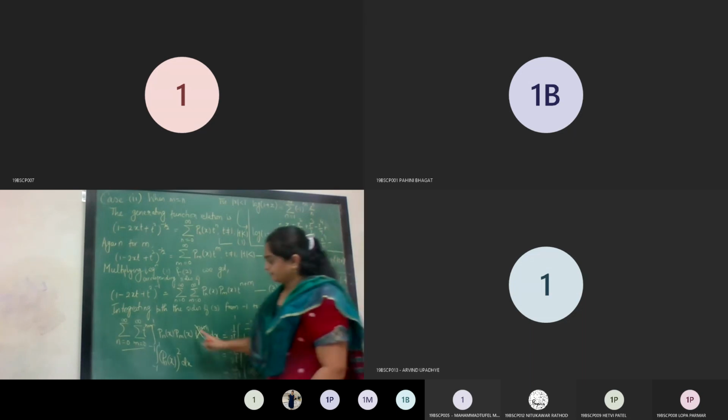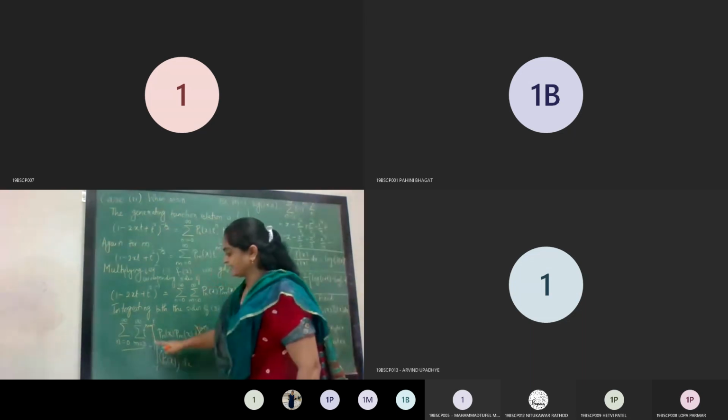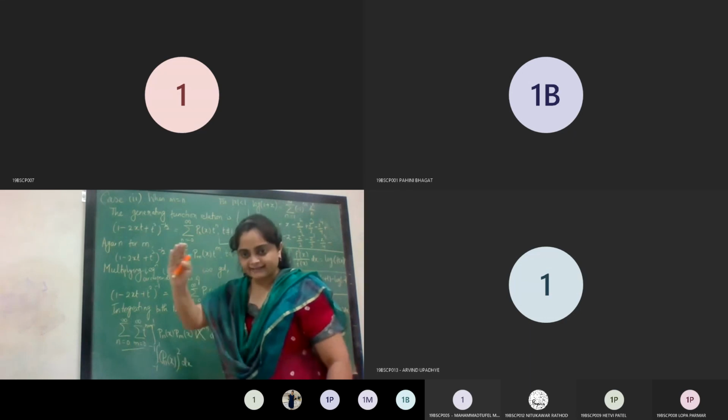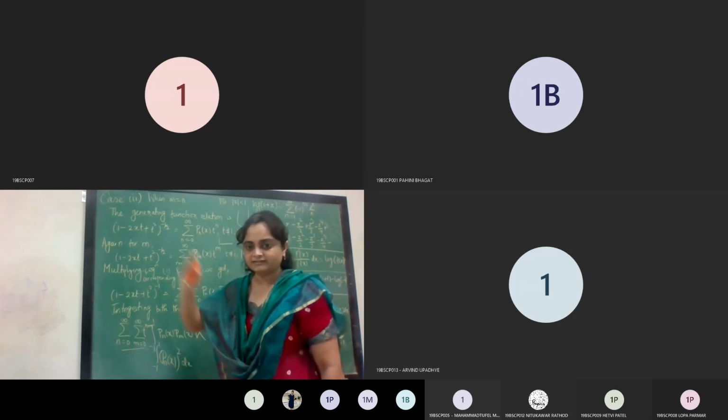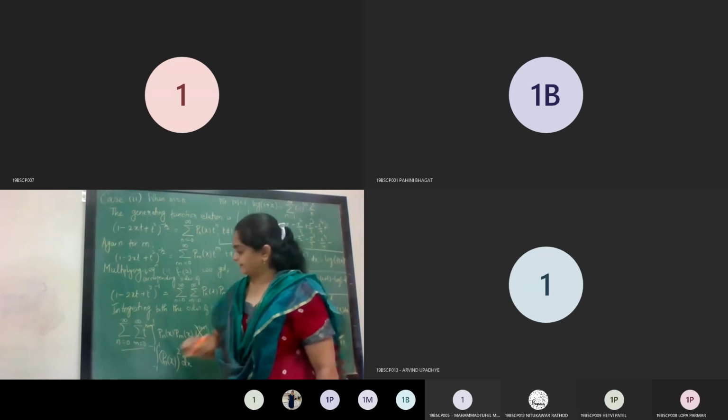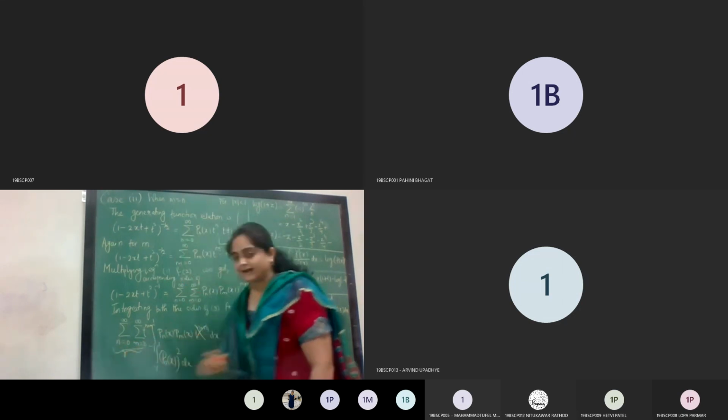So ultimately this integral has a sense only when m is equal to n, else all other integrals will be 0 whenever m is not equal to n when we run this series. Now is it clear?